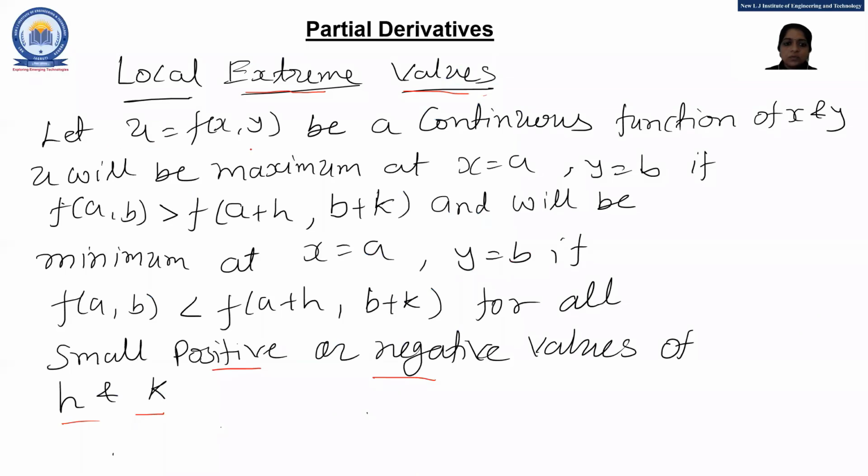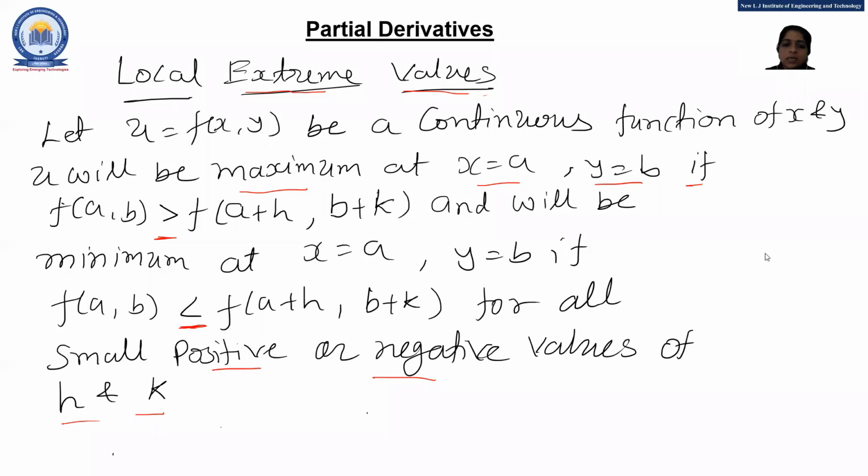Here, if u equal to f of x, y is a continuous function of x and y, then u will be maximum at x equal to a and y equal to b if f of (a, b) is greater than f of (a plus h, b plus k), and u will be minimum at x equal to a and y equal to b if f of (a, b) is less than f of (a plus h, b plus k) for all small positive or negative values of h and k.